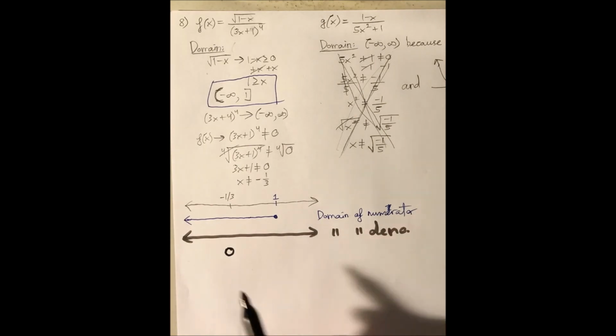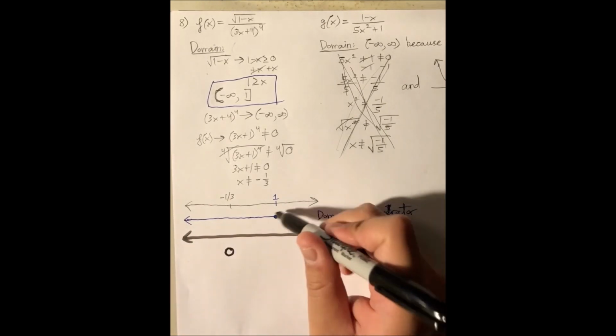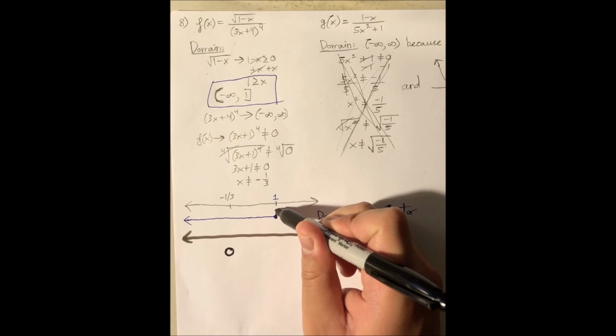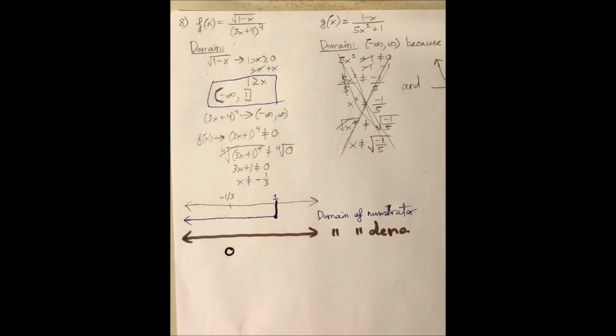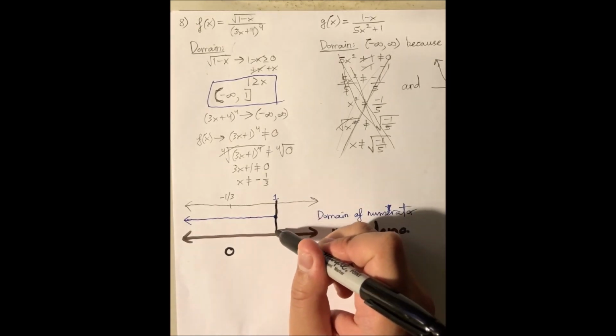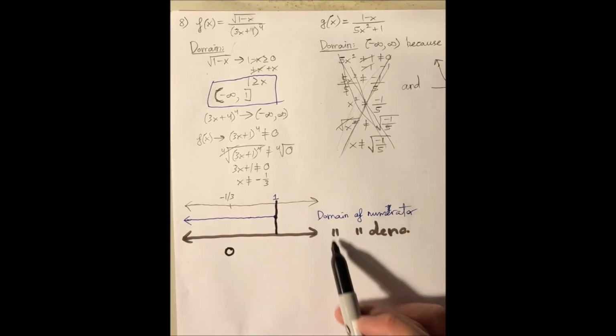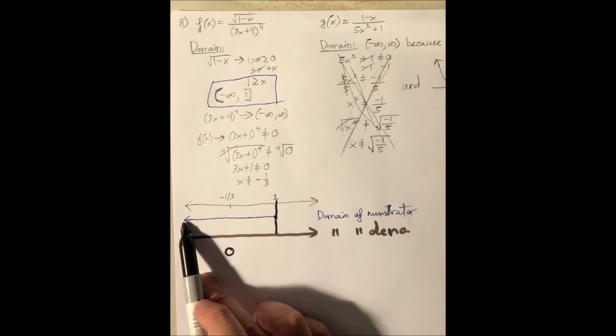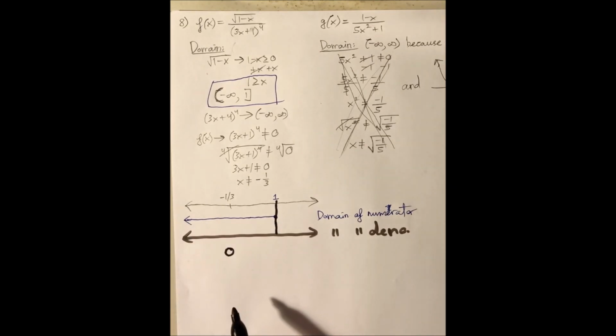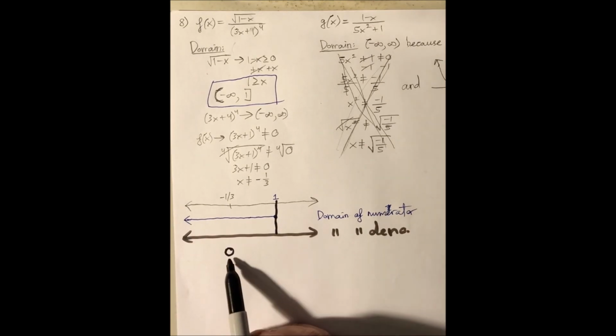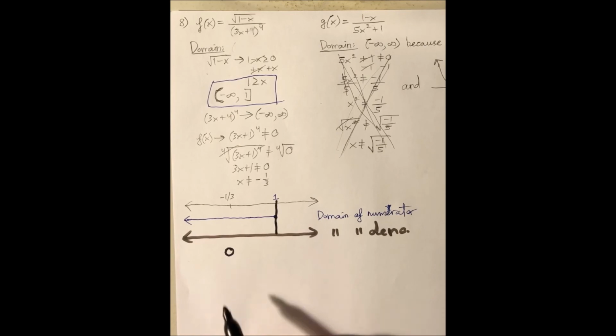So if we take a look at the shorter domain and trace it all the way down the number line, we can see right away that all of the x values that both of these domains have in common are from negative infinity up to positive 1. But at the same time, we have the restriction that x cannot be equal to negative 1/3.